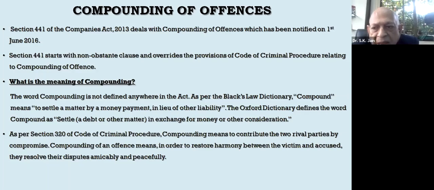The Oxford Dictionary defines the word compound as to settle a debt or other matter in exchange for money or other consideration. So compounding means once you compound the offence, then it is treated as if you have not committed any such violation. As per section 320 of the Code of Criminal Procedure, compounding means to settle between the two rival parties by entering into a compromise. Compounding an offence means, in order to restore harmony between the victim and the accused, they resolve their disputes amicably and peacefully.